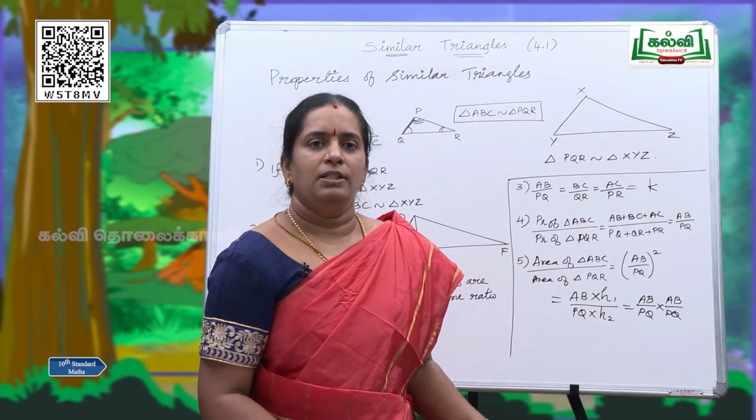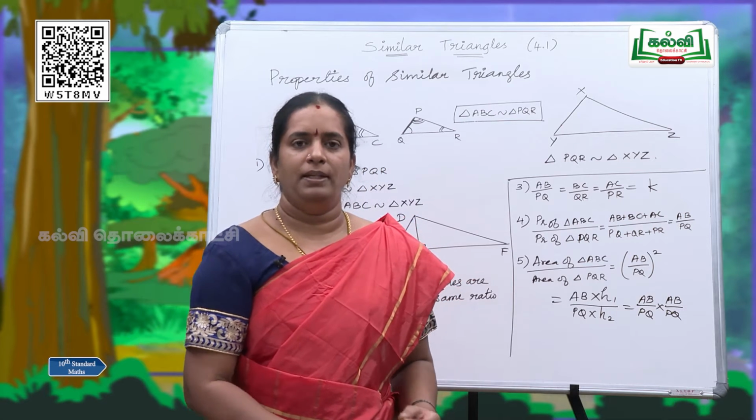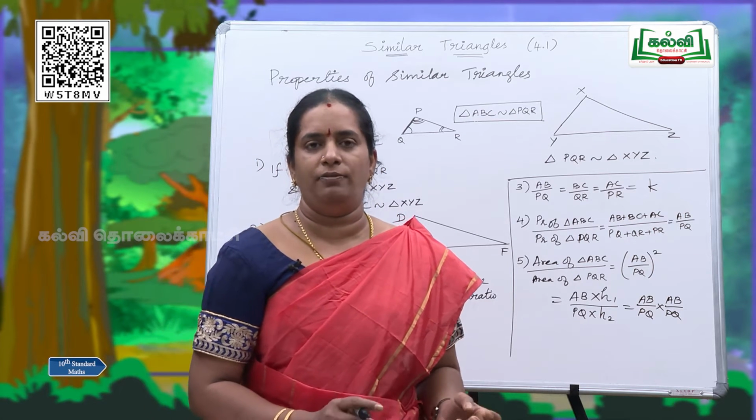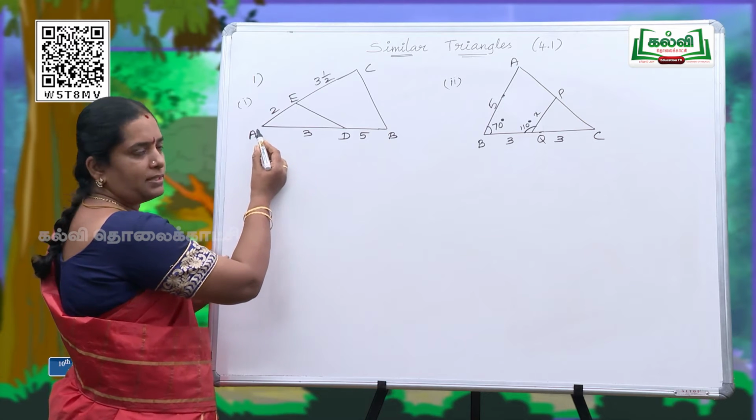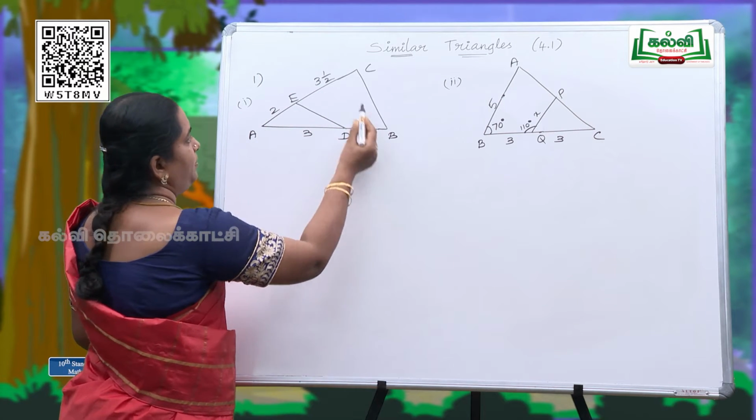Can you understand? So keep all these properties in mind. Let us do the problems given in exercise 4.1. See, in this exercise 4.1, look at the first sum. We have to check whether these two triangles are similar. That is, in this diagram we have two triangles, ADE and ABC.